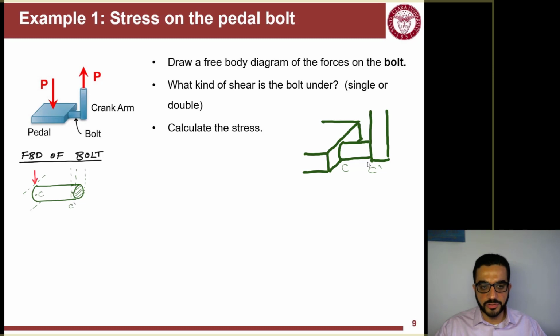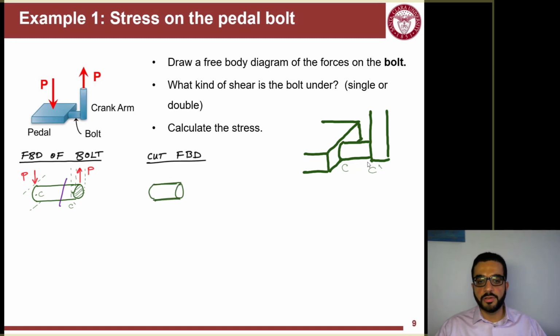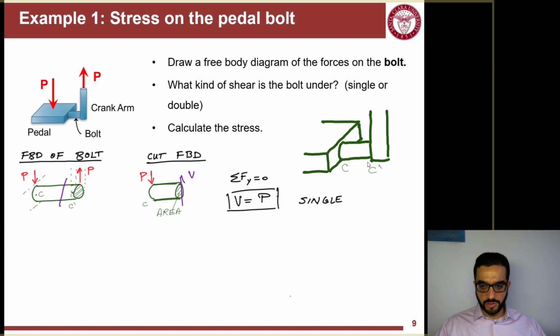Kind of the dotted lines here are showing the crank arm and the pedal, but I'm more interested in the forces from them on the bolt. So C and C prime are the points where these forces are applied. I'll do a cut in the middle, and you can see here that there's a shear force applied on this cut, and if I do the equilibrium, the shear force will be equal to your weight, or P here, that we have, and it is a single shear.